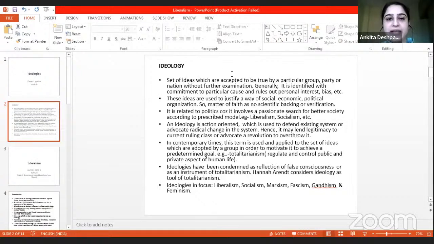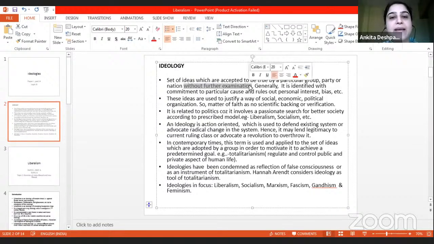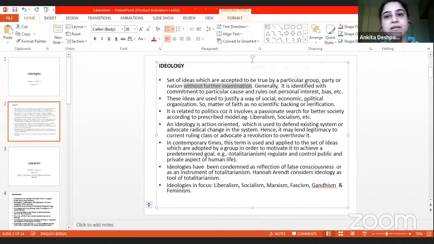All right. So it is a set of ideas. These set of ideas are also used to justify a way of social, economic, political organization. So it's a matter of faith, as no scientific backing or verification is available. See, because this set of ideas, as I've already told you, are accepted without further examination. Because there is no further examination, what happens? They generally accept it to be true. And there is no further examination also because there is no verification. So there is no verification to say that, okay, liberalism has been successful or Marxism has been a failure. There is no verification.